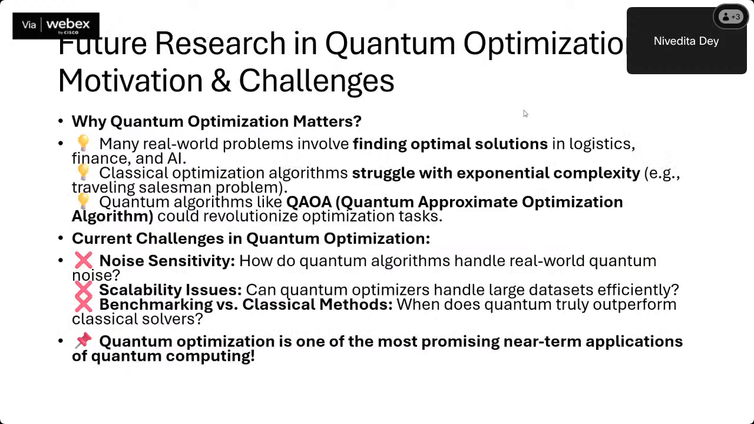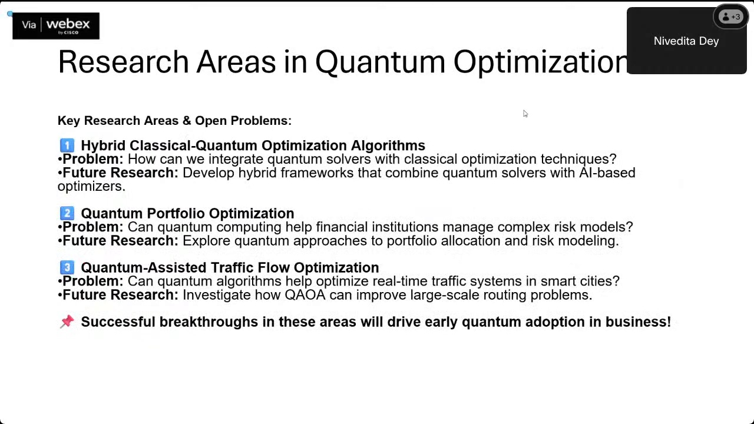Optimization is where the research topic is around QAOA, the quantum approximate optimization algorithm, for various optimization tasks. But again, noise sensitivity and scalability are the biggest challenges. Benchmarking: how can you specify the metrics to state which is better, a classical solver or a quantum solver?